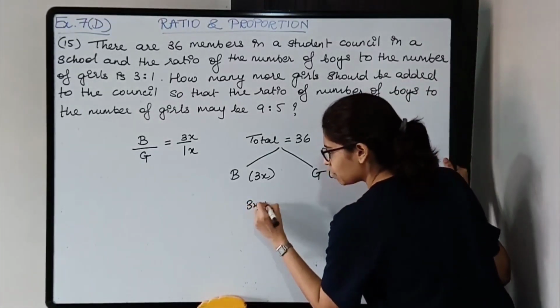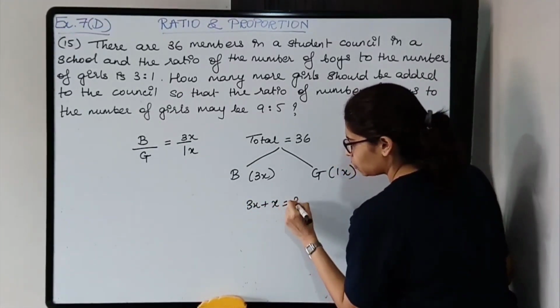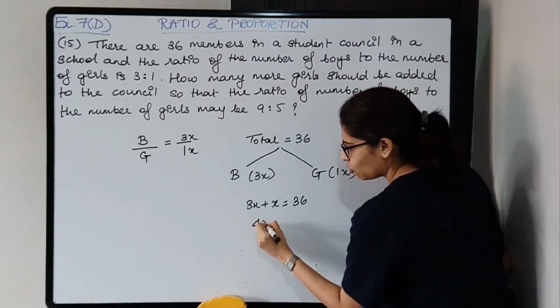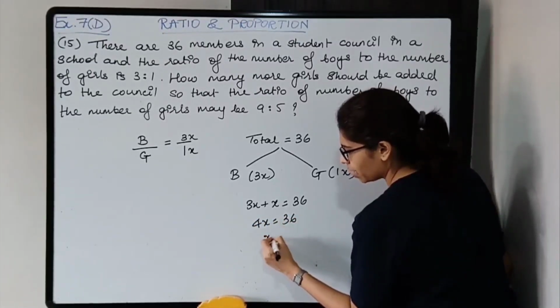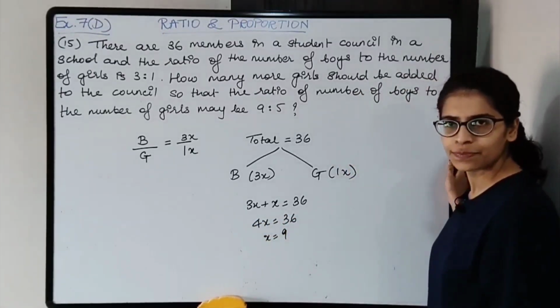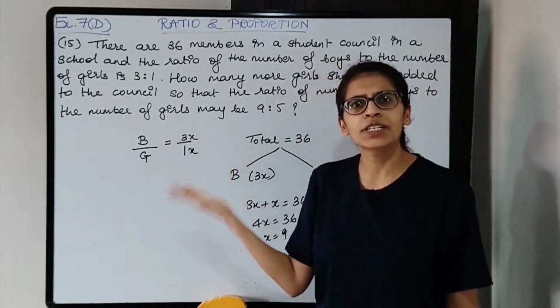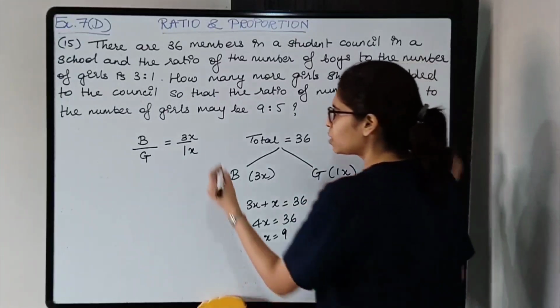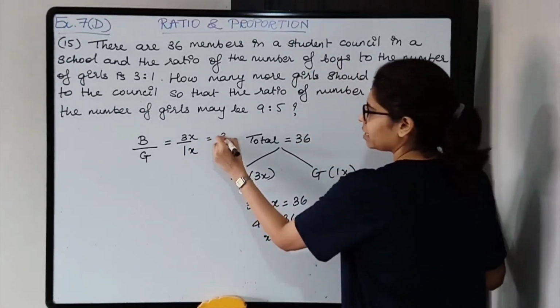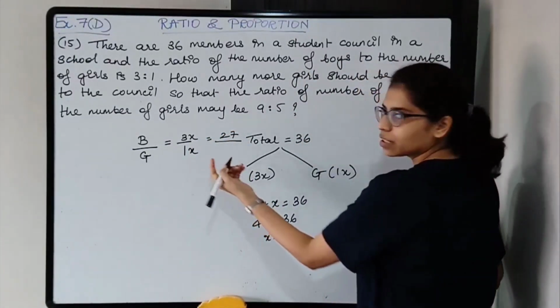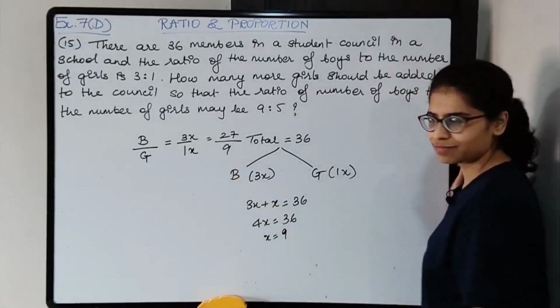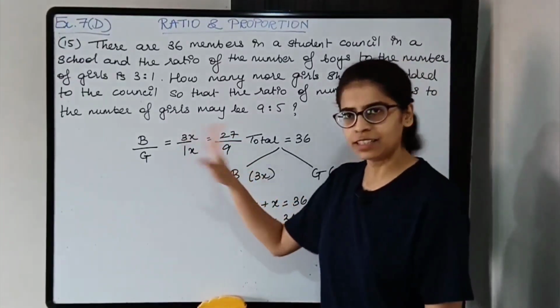So 3x plus x is equal to 36. So I can say 4x is equal to 36. So x is equal to 9. So easily I can find out how many boys are there, how many girls are there. Boys will be 3 into 9, 27, and girls will be 1 into 9, 9. So that is how we are getting 3:1.